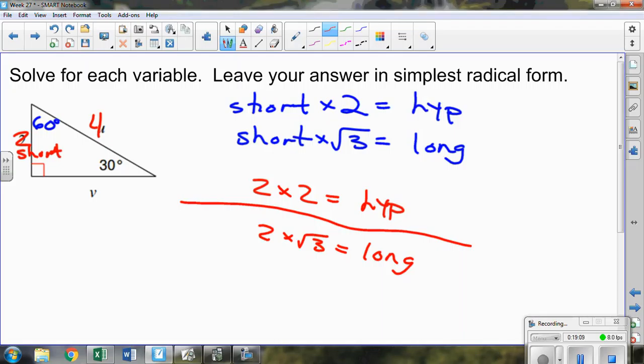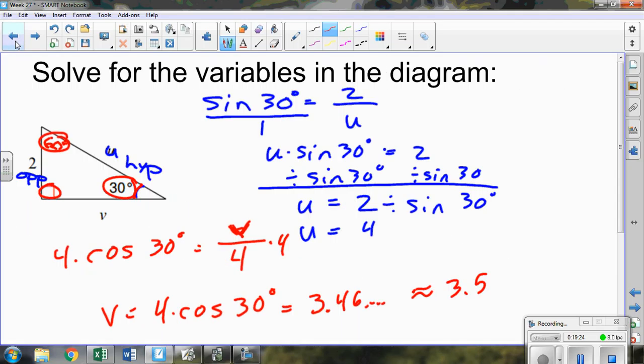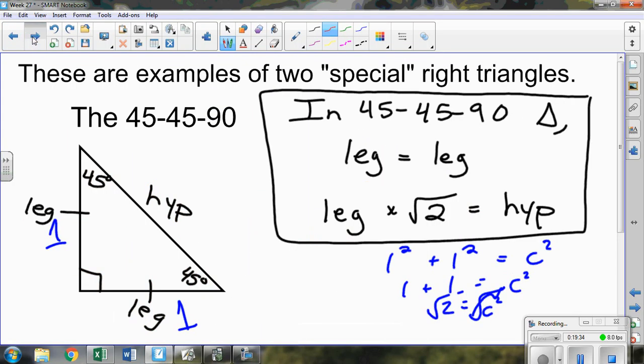Oh, sweet. That's already in simplest radical form. We're done. We have the hypotenuse, we have the long leg, we have the short leg. And please notice how little work there was compared to what we had to do before. A lot less work. This is the primary advantage to working with special right triangles.